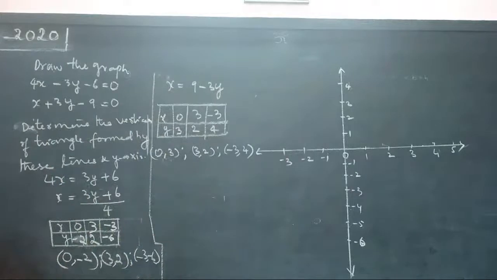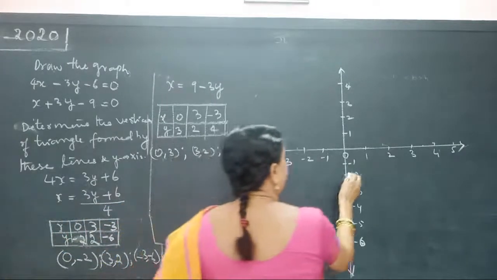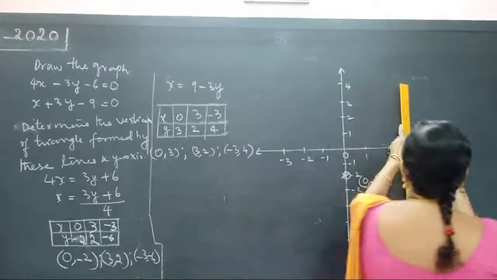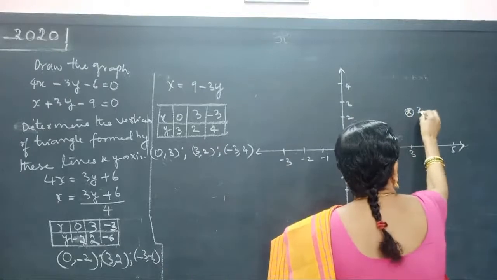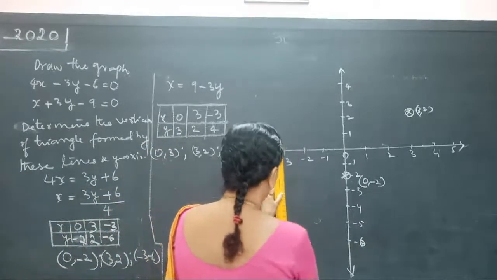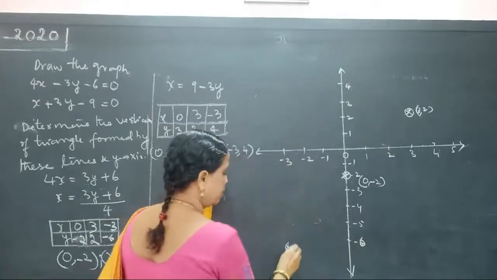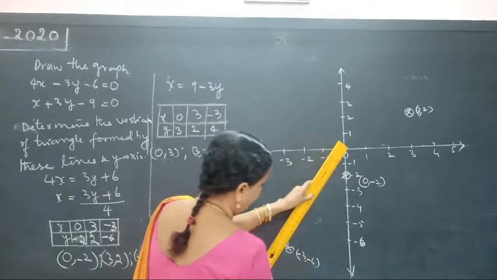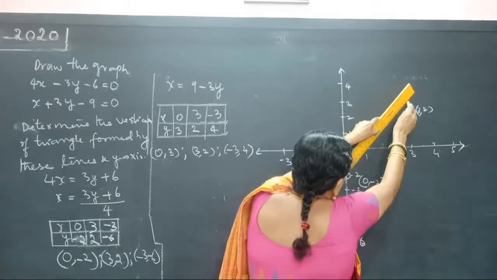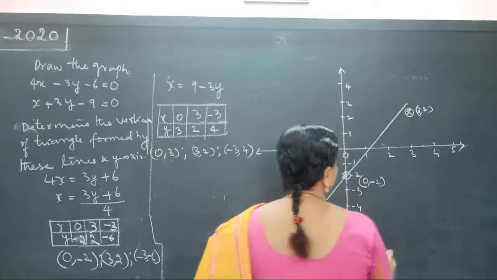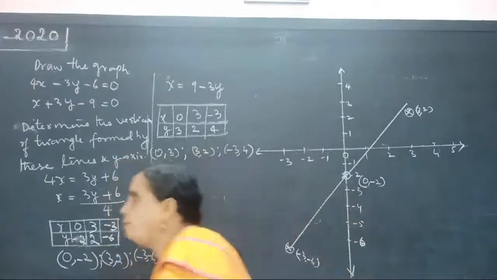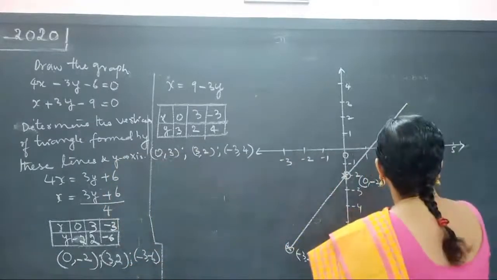Come on. Now take the ordered pairs one by one. 0, minus 2. It is on the negative y-axis. Then 3, 2. Then minus 3, minus 6. It is in the third quadrant. Minus 3, minus 6. Join them. You will get a straight line. Here my markings are not in the proper width. It may vary, but not with your graph. You will get it exactly. Okay.